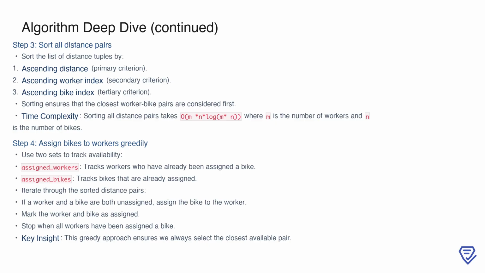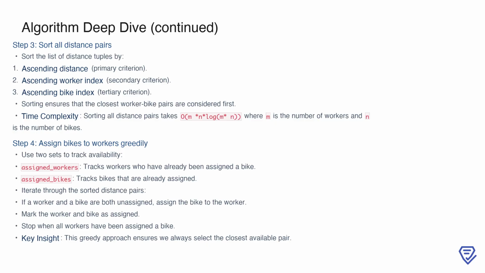After sorting, we proceed with a greedy approach to assign bikes to workers. To handle this, we use two sets, assigned_workers to track workers who have already received a bike, and assigned_bikes to track bikes that have already been assigned. We then iterate through the sorted list of distance pairs. For each pair, if both the worker and bike are unassigned, we assign the bike to the worker and mark them as assigned. This process continues until all workers have been assigned bikes.